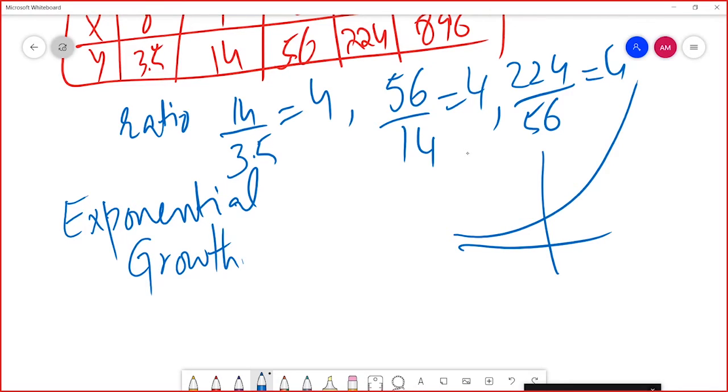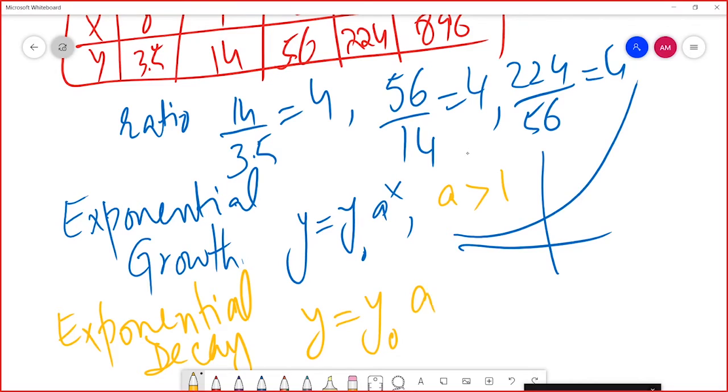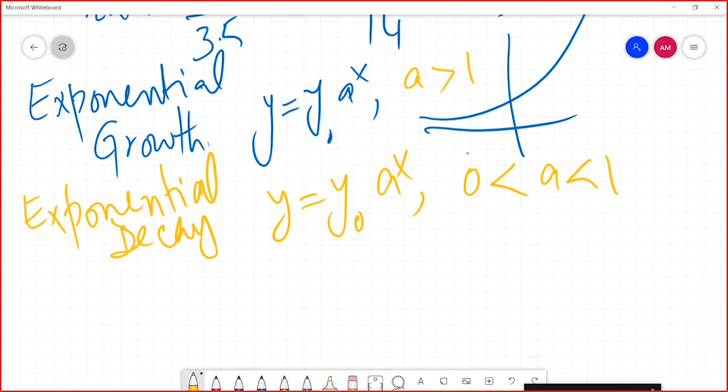So exponential growth is characterized by this equation: y is equal to y naught a raised to the power x, and the condition, which I write in another color, is a is greater than 1. Do you understand this? It means it would be going up. Exponential decay, I would write it in another color. What is meant by exponential decay, you think? On the left of the y-axis, it's coming down. Yeah, that's very nice. So it would be a^x, where a would be between 0 and 1.